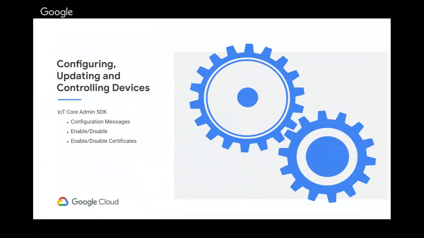So each device could have multiple certificates. So let's say worst case scenario, your certificate's actually compromised. You can have multiple certs and send down a config and say, hey, switch to this different cert as well, and start that all over. That means you don't have to go and touch that device physically to regenerate the certificates.